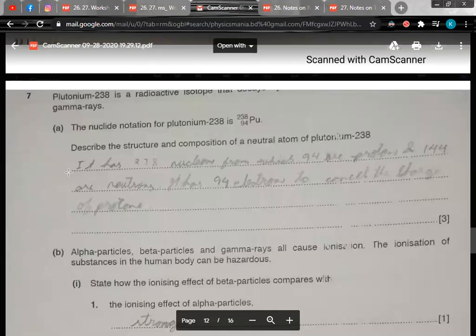Okay, let me read it aloud. It has 238 nucleons, from which 94 are protons, 144 are neutrons. Then after a full stop, it has 94 electrons to cancel the charge of the protons. Okay, correct. You are correct. Can you check now the mark scheme? How the mark scheme expects?